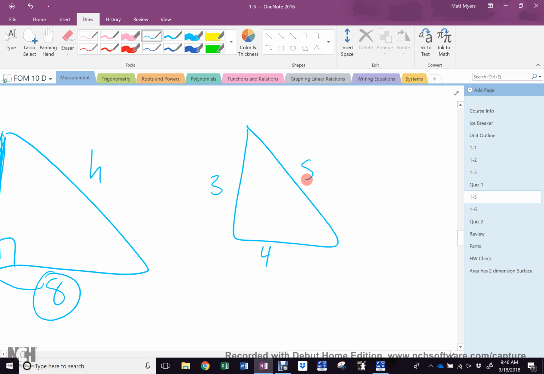3, 4, 5. 3, 4, 5, always. Same with all the multiples of that. So if I multiply everything by 2, 6, 8, 10. If I multiply everything by 3, 9, 12, 15. Everybody cool? Always. You don't need to do Pythagoras if you have any multiples of 3, 4, 5, because it's going to work. Everybody cool? That's my math present to you today.